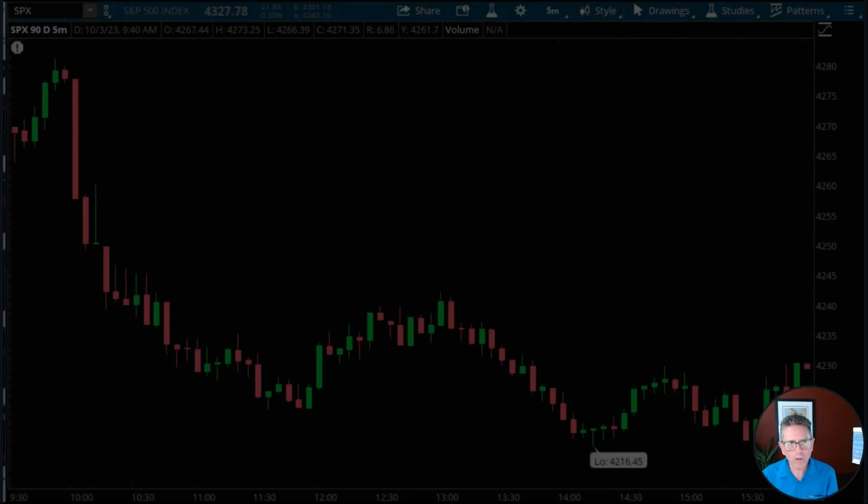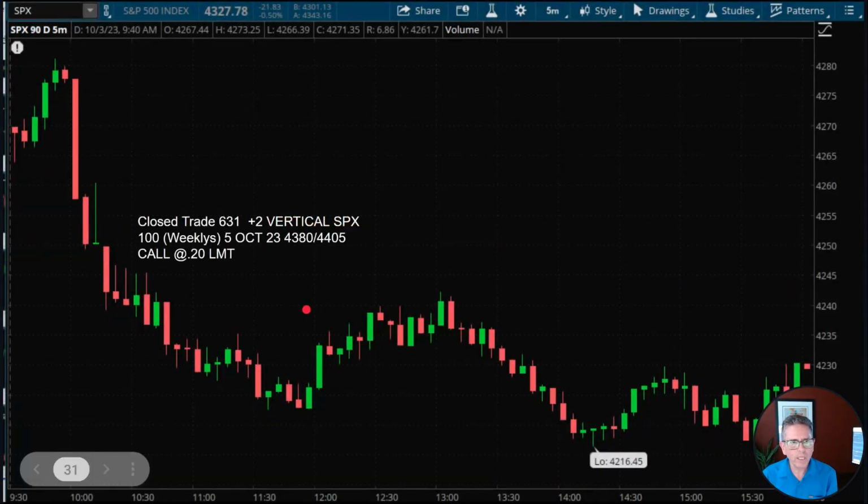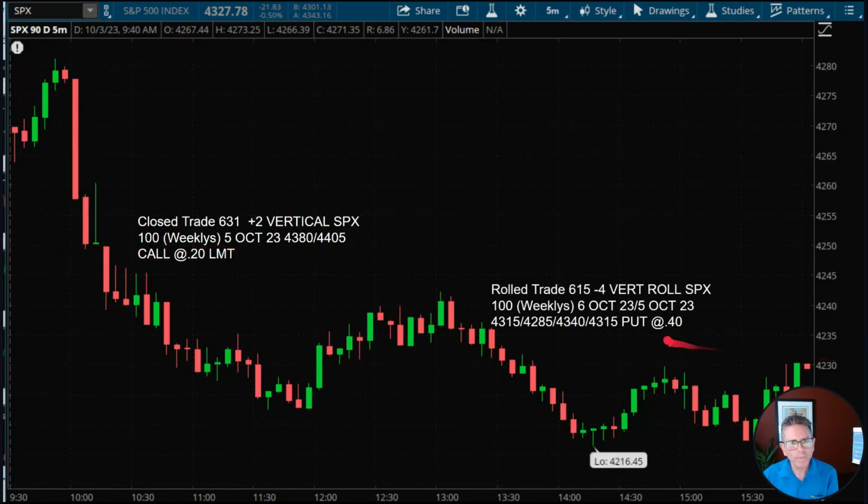All right, so now we have a trade that we closed at 20 cents, 631, and then we rolled this trade for 40 cents. Okay, and you can see here we have a widened spread here.